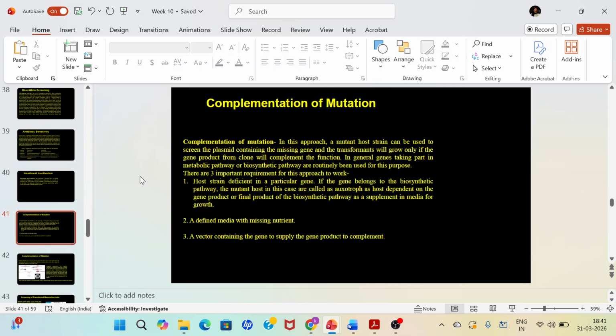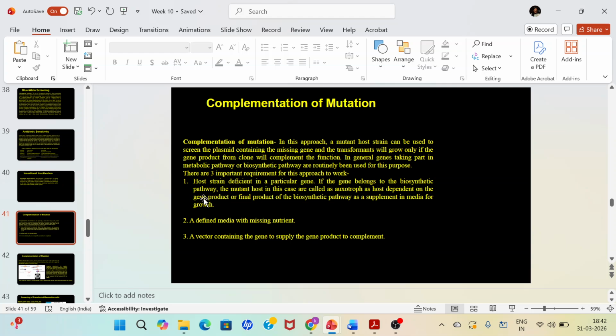Next is the complementation of the mutation. In this approach, a mutant host strain can be used to screen the plasmid containing the missing gene, and the transformants will grow only if the gene product from the clone complements the function. In general, genes taking part in metabolic or biosynthetic pathways are routinely used for this purpose.